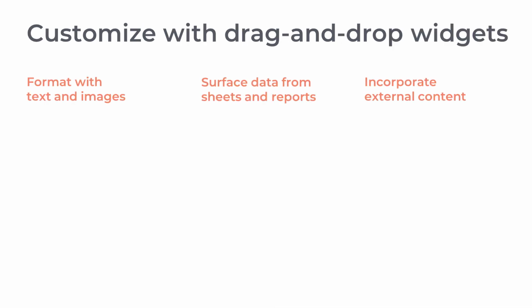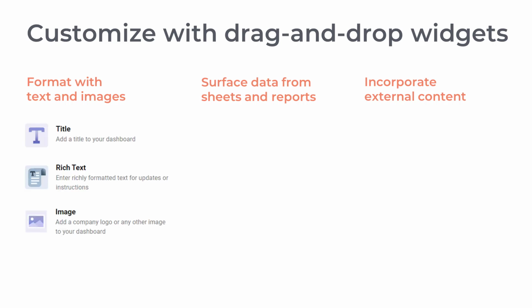A dashboard is created using 8 different widget types, and I like to think of these as really 3 areas of widgets. You're going to format your dashboard, so really structure the outline and organize the information you've included using a title widget, a rich text widget, and this is a great way to write an introduction or include contact information, and an image widget, which can incorporate a logo or additional images to support the goal of your dashboard.